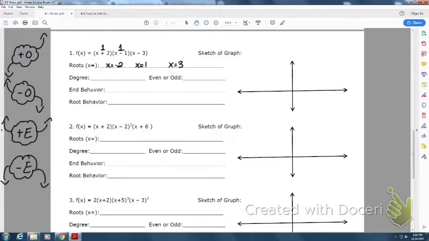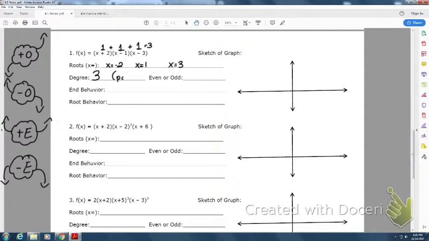Okay. Gabby, what about the third factor? What is the degree of that factor right there? 1. So, what is the degree of the whole function? 3. It is the sum, so I'm adding up all of those degrees. So the degree is 3.